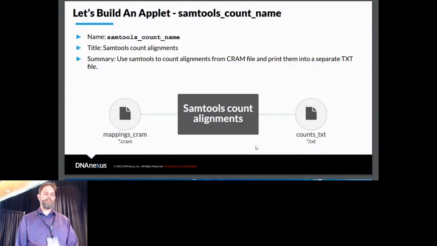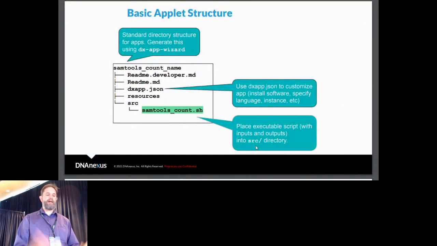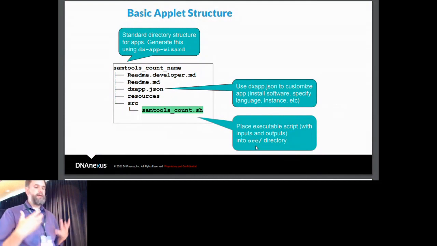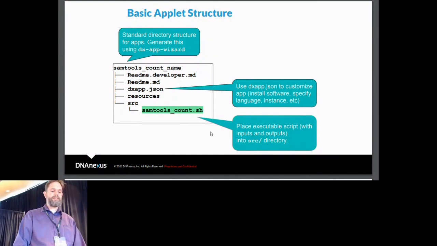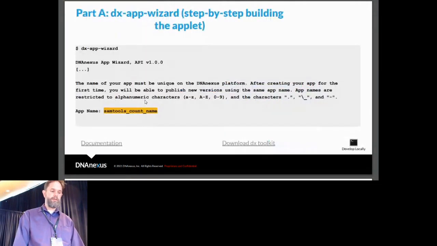Say I'm going to build a SAMtools app, then I can build that here. If I'm going to use the app wizard, basically I type dx-app-wizard, and I put some basic inputs in there, like what's the name of my app, and so on, and it's going to make this directory structure. It basically makes a Bash script for me, as well as this wrapper JSON, which will have my inputs and outputs and default instance types, as I was mentioning earlier.